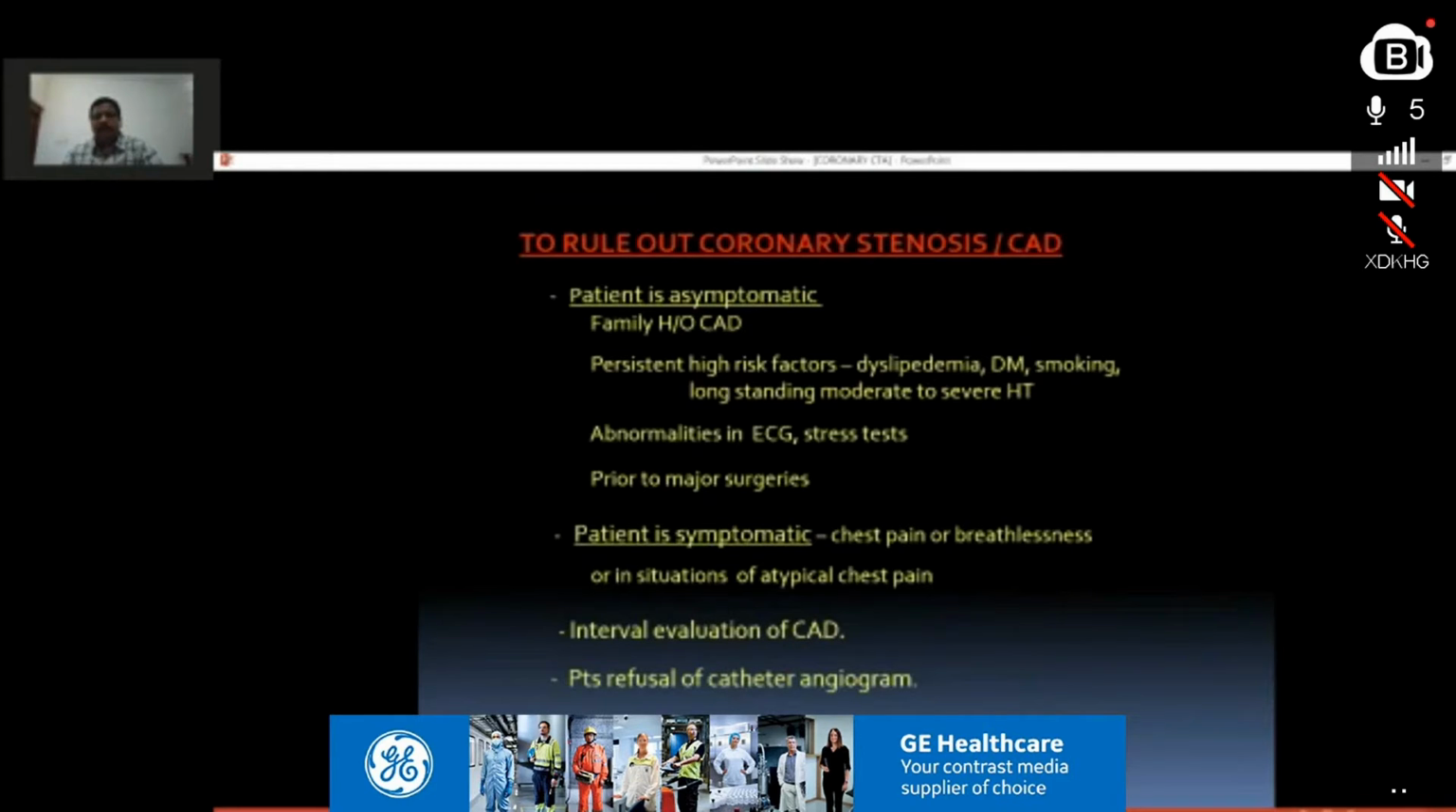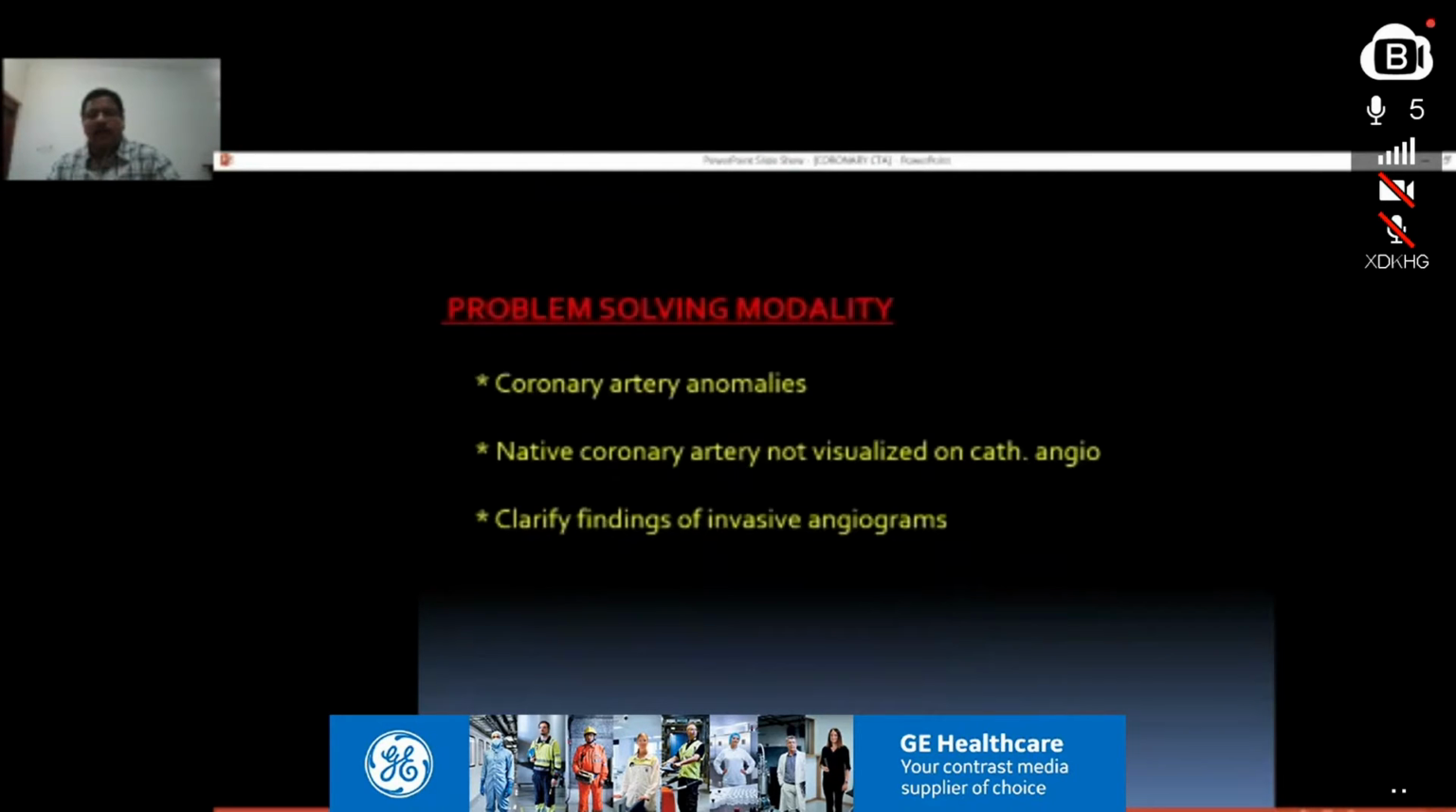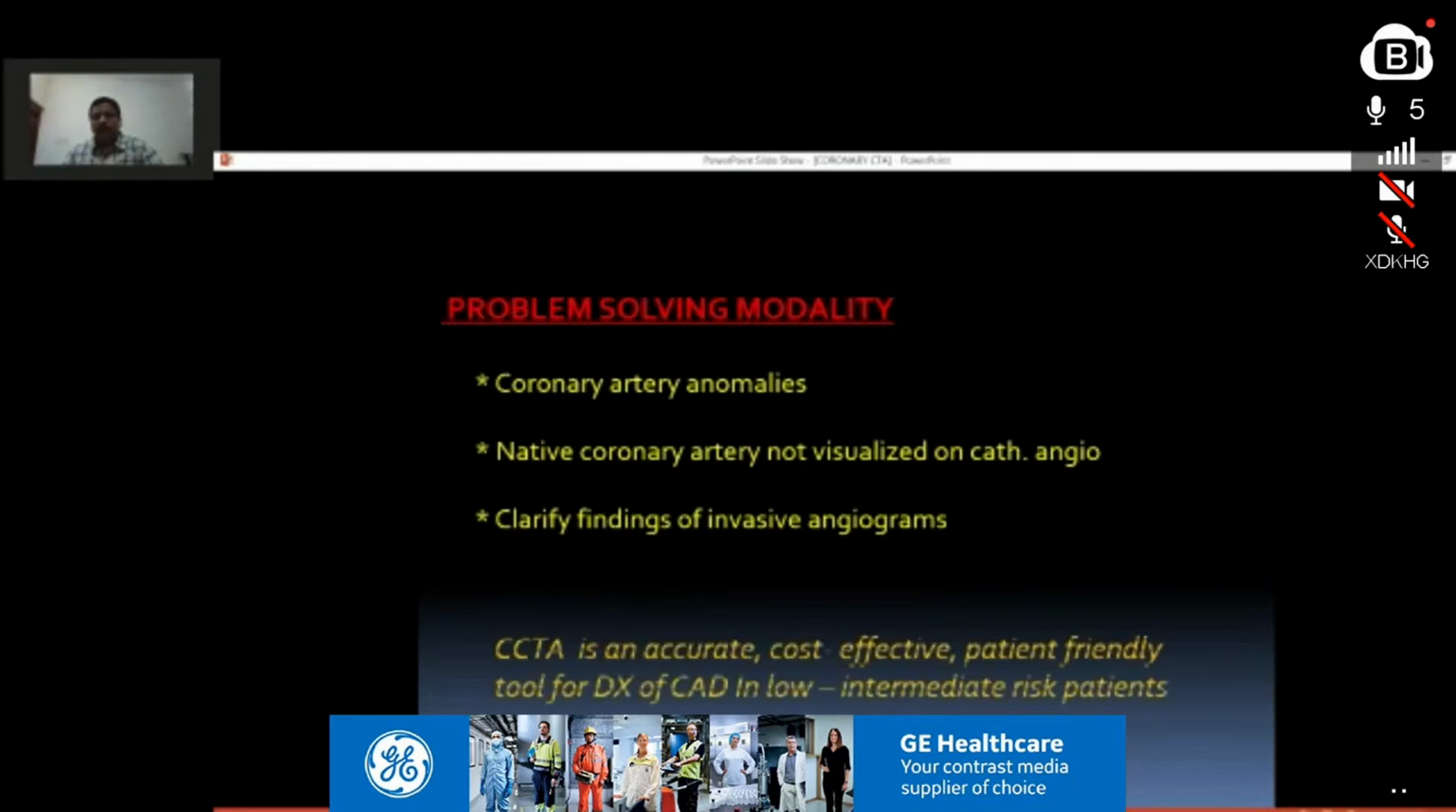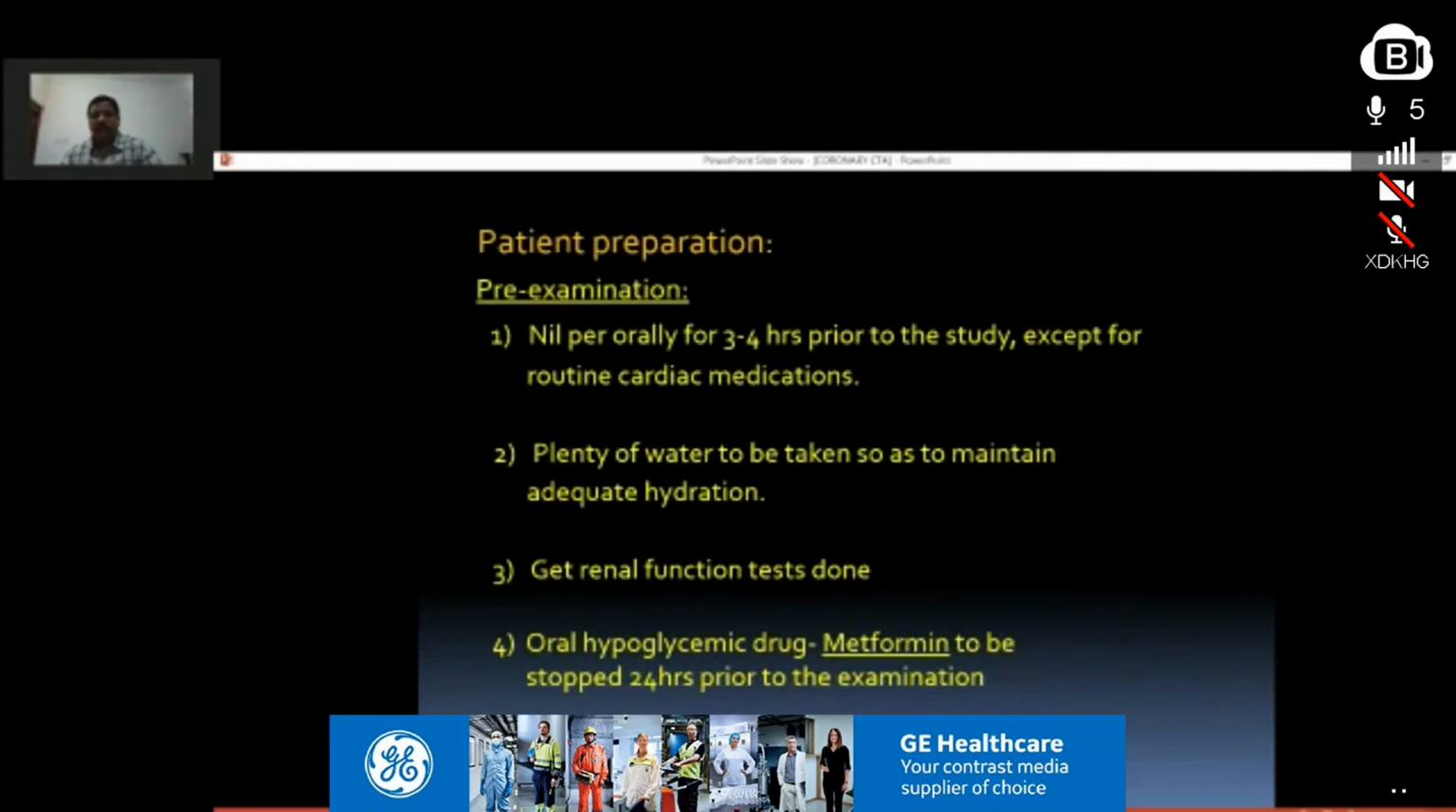Another subset are patients who are symptomatic, who have chest pain or who are breathless or who have atypical chest pain. CT also has a very important role in scanning of these patients. It can also play a role in interval evaluation of coronary artery disease, in patients who refuse catheter coronary angiogram or in scenarios where it is contraindicated. It can also be used as a problem-solving modality in patients with coronary artery anomalies if you need to clarify findings from an invasive angiogram. And CT now serves as an accurate, cost-effective, patient-friendly tool in diagnosis of coronary artery disease.